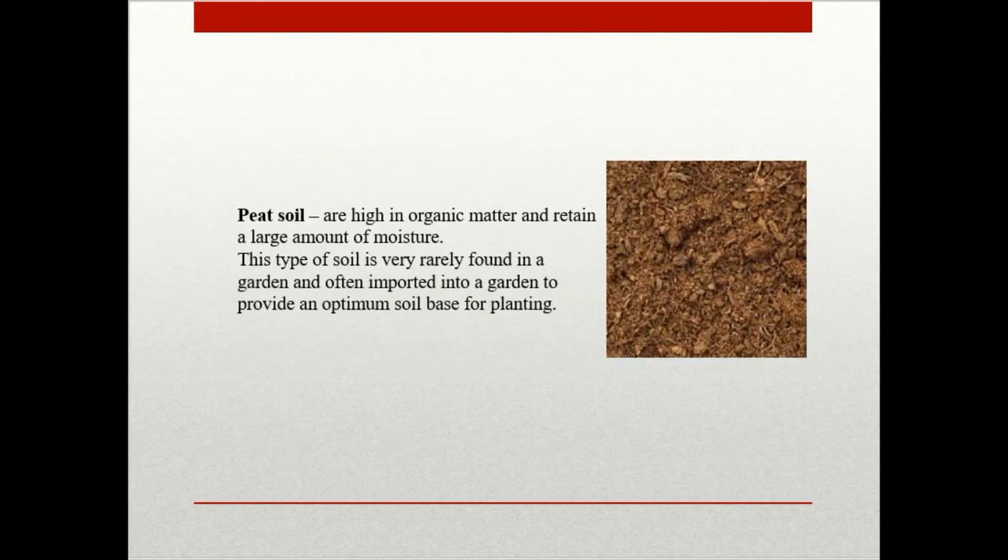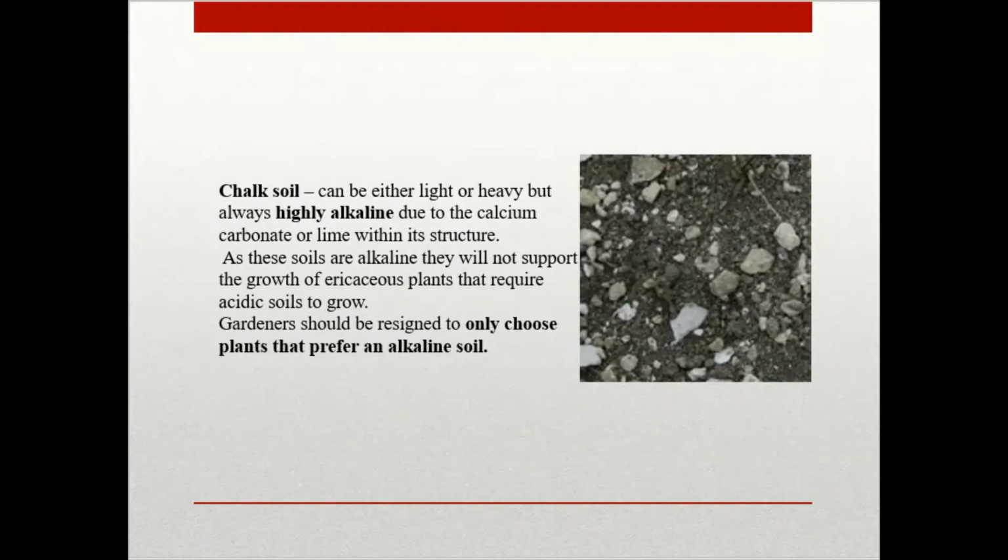Peat soils are very rich in organic matter and retain a great amount of moisture. These are usually imported into gardens to provide an optimum soil base. Chalk soil can be light or heavy but is always highly alkaline. That's why gardeners need to be very careful when choosing the right plant.